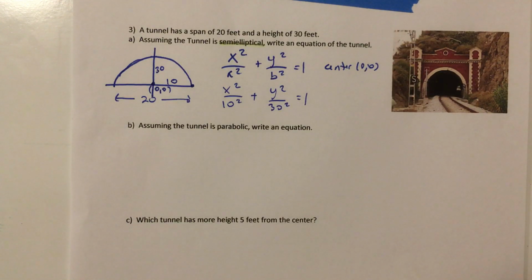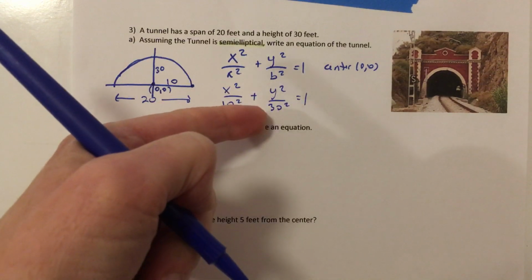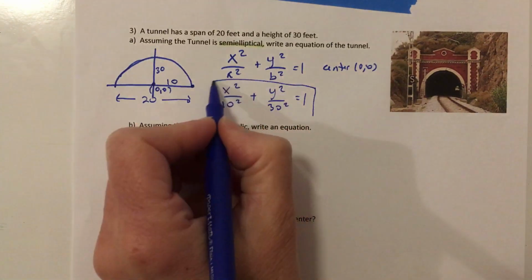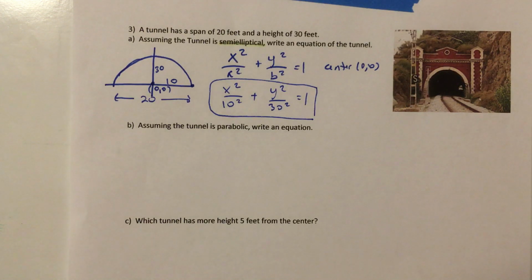If you prefer, you can square those and write x squared over 100 plus y squared over 900 equals 1, but it just doesn't matter. So ellipses are pretty friendly. That's all you have to do for that. Parabolas are a little bit harder.